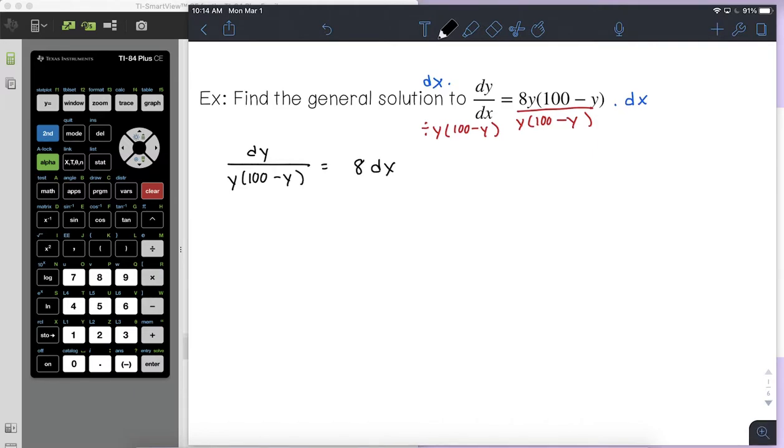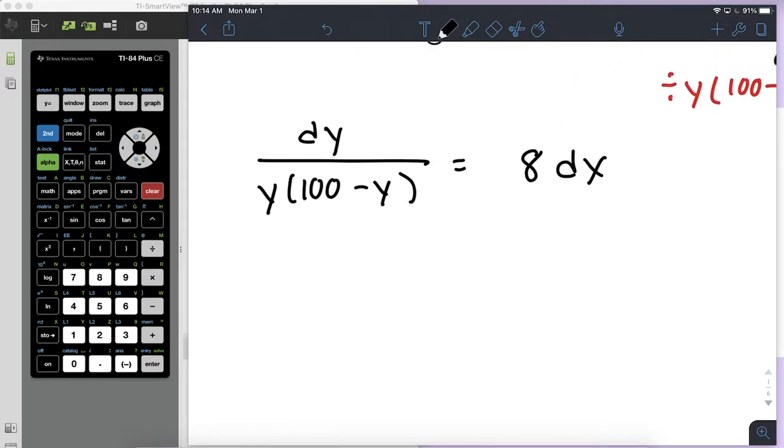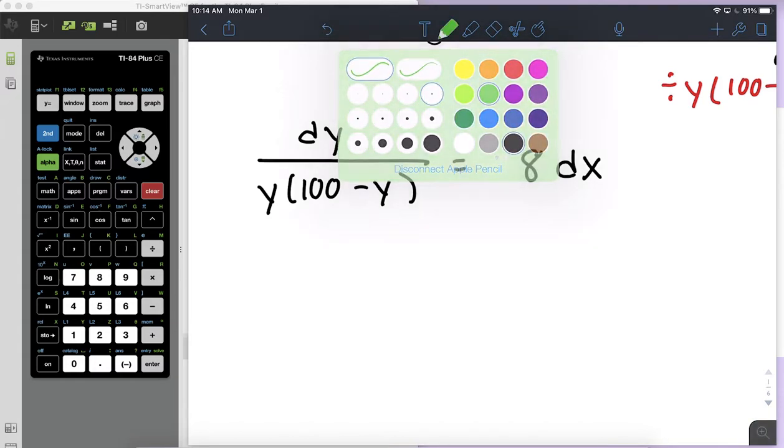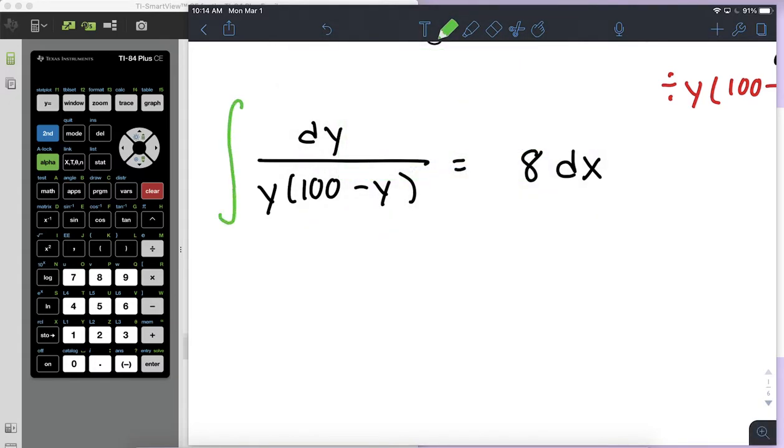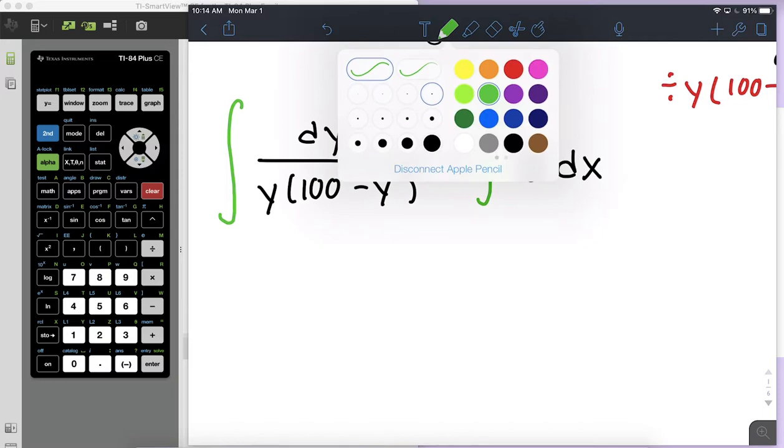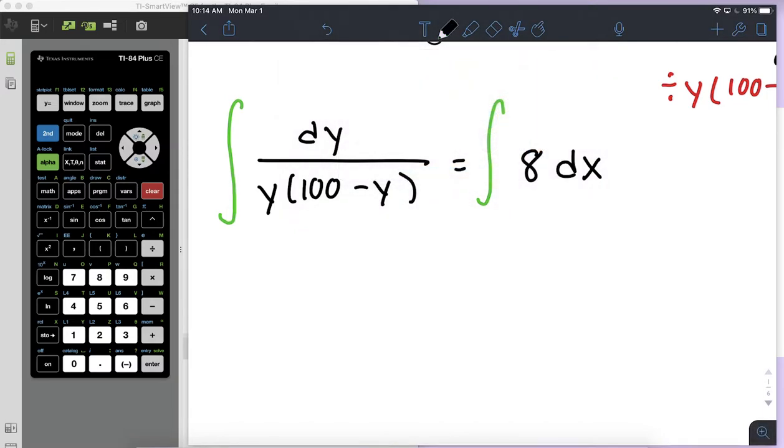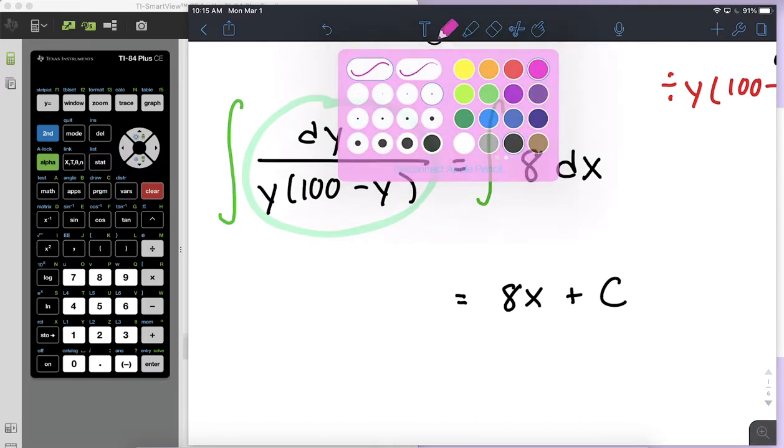I'm going to zoom in now so we can just focus on one thing at a time, and I'm going to fix the x because it's really awful looking. Okay, once we have our variables separated, we can integrate both sides. The right side is very easy to integrate. We're just integrating 8 with respect to x, so that's going to be 8x plus my constant of integration. Now, when I go to the left side, I have a rational expression and the denominator is factored. So that means I'm going to have partial fractions.